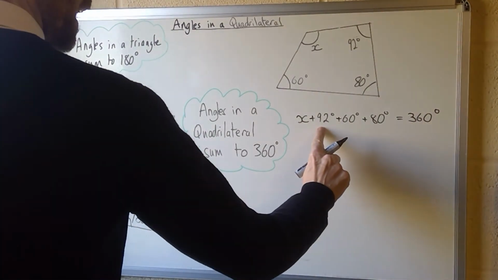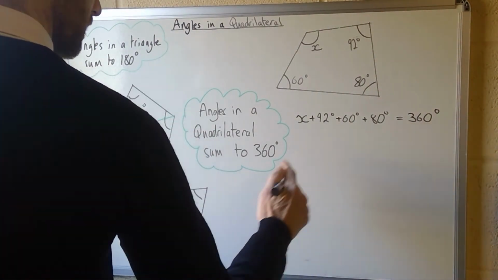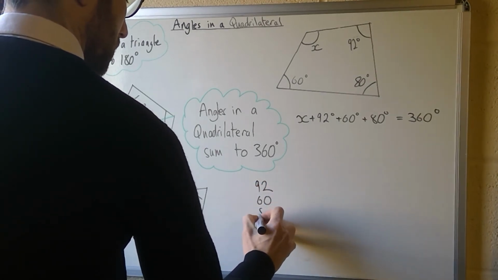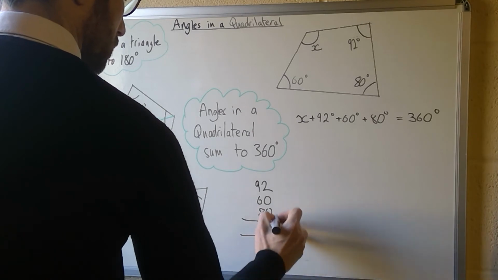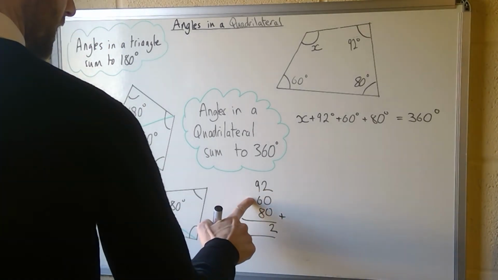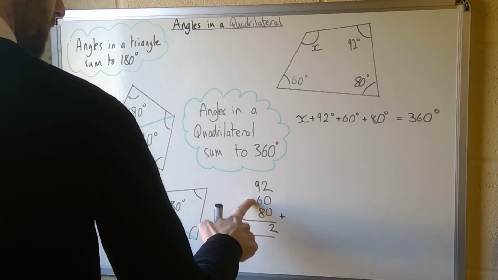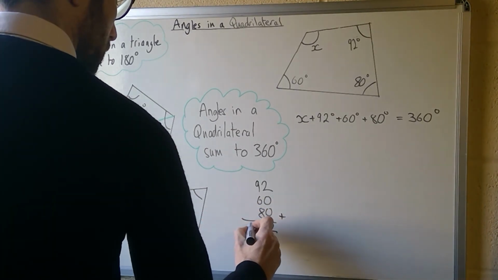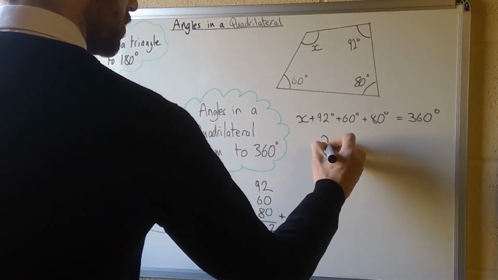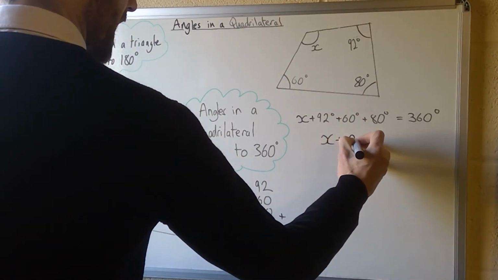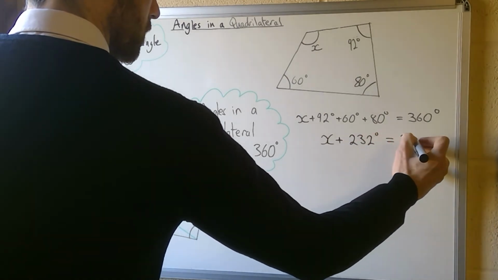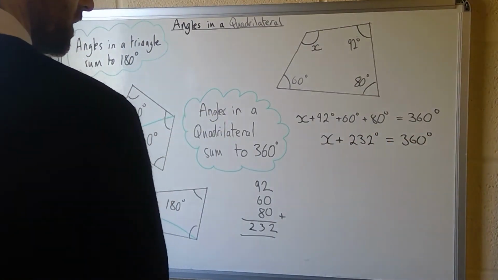So what I'm going to do now is add these three angles together. I'm going to do this down here, 92, 60 and 80. If I add those together, I get 2, 8 and 6 is 14. That's going to be 232. So I can now rewrite or simplify this equation: x plus 232 degrees equals 360 degrees.